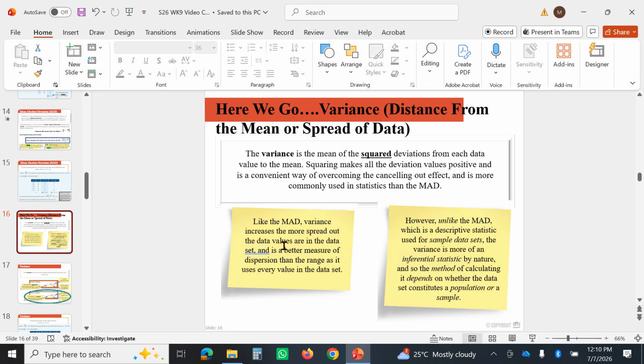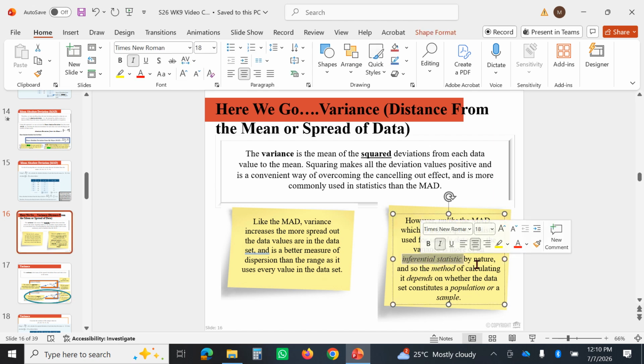Like the MAD, variance increases the more spread out the data values are, and is a better measure of dispersion than the range, as it uses every value in a data set. However, unlike the MAD, which is a descriptive statistic used for sample data sets, the variance is more of an inferential statistic. This is the one we want. Okay? And so the method of calculating it depends on whether the data set constitutes a population or a sample. Okay? This is where we want to be, people.